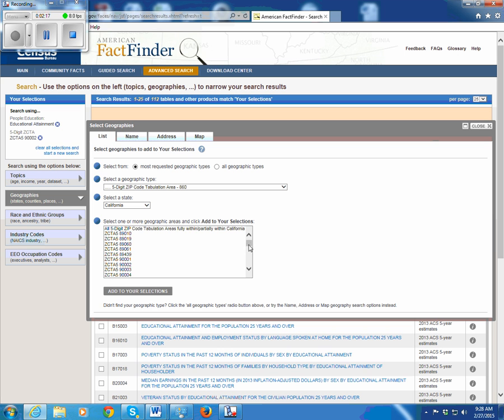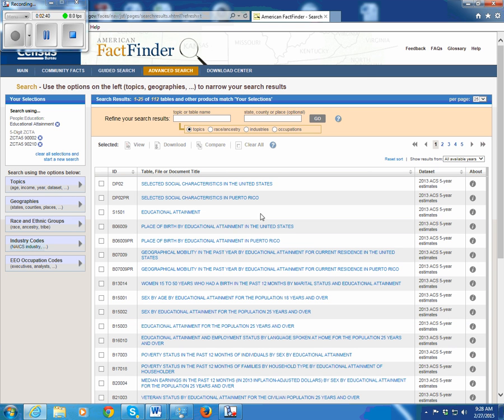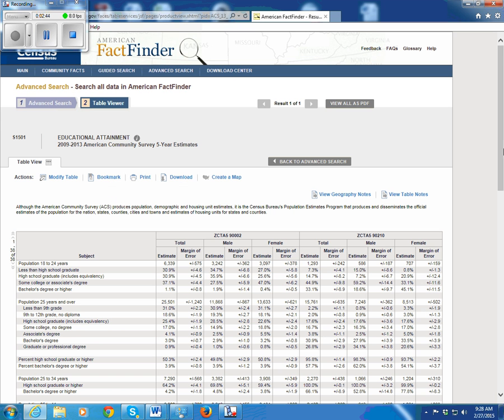And I'm going to compare it to a much more affluent area. I'm going to compare it to the zip code 90210 by scrolling down and finding 90210. Those of you who remember the television series, this is Beverly Hills. And I'm going to add that to my selection. And let's see what happens when we compare the educational attainment of those two areas.